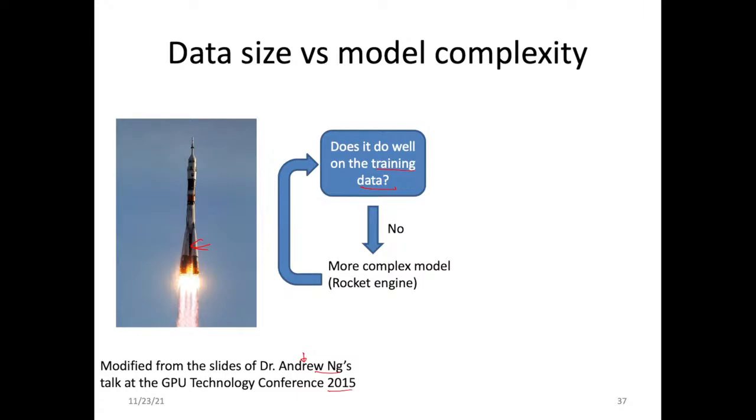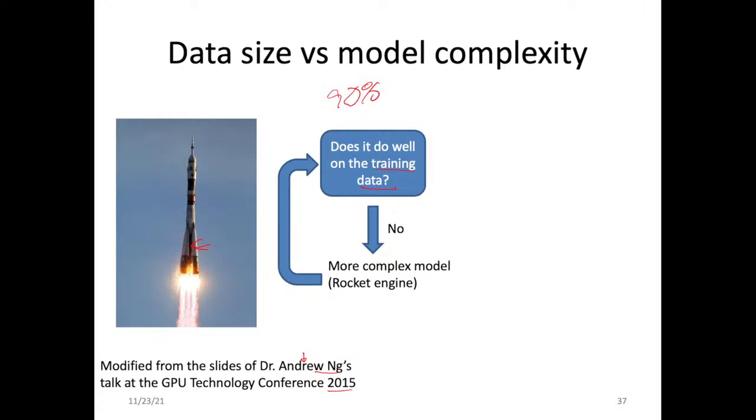Okay, so first you need to repeat this loop until you believe that your model is performing good enough on the training data. So for example, if you believe that 90% should be good enough, then at least on the training data you have to be 90% correct.